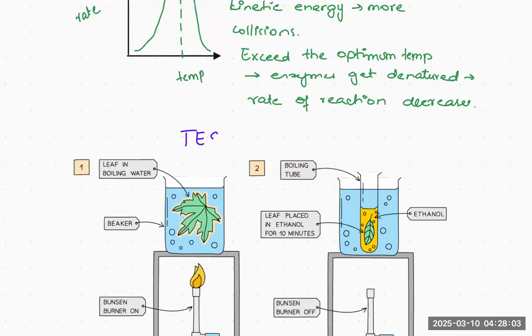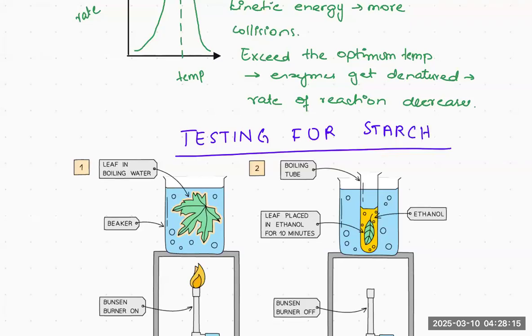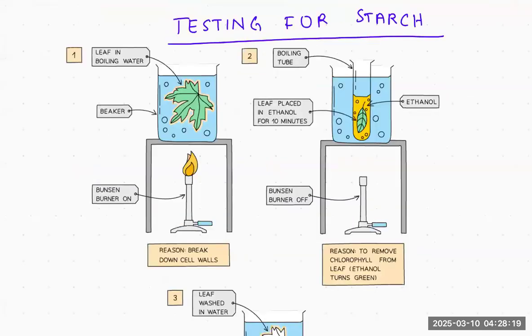The first experiment we're going over is the test for starch. You should know specifically the steps of this experiment and exactly how we're going to do it. Like, why is each step done? You usually start off with boiling the leaf in water. That's step number one. You take your leaf and you place it in boiling water.